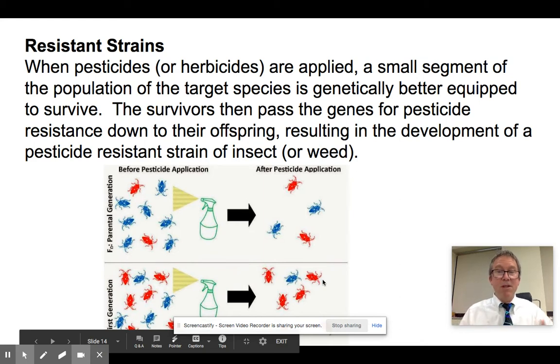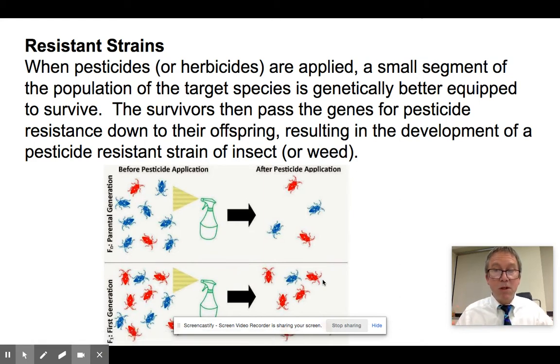And this is basically how selection works. This is basically natural selection, where in this case the selective pressure is coming from this chemical. But we find it with medicines, we find it with herbicides, pesticides, fungicides. Organisms become resistant over time, and this is a problem because you end up with what we call superbugs that are just really hard to kill.